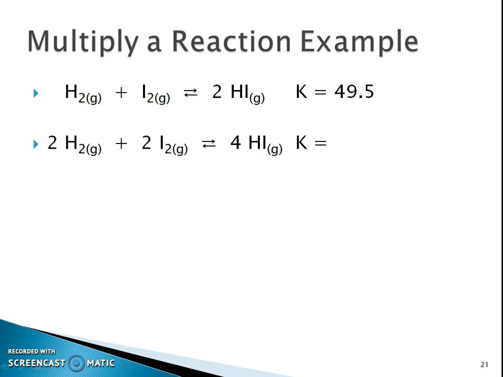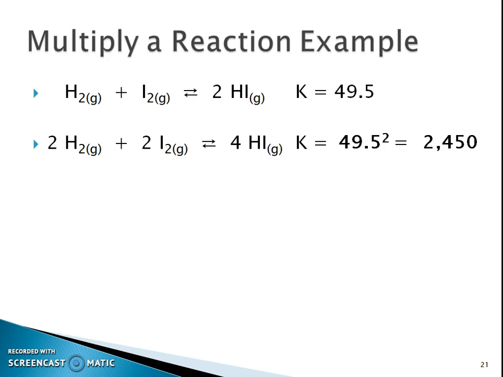How about if we multiply a reaction? What did we just say? We're going to square that K. So we get a value of 2,450. Seems a little weird, but that's really what happens to that K value because of what we're doing to the numbers in that equation.